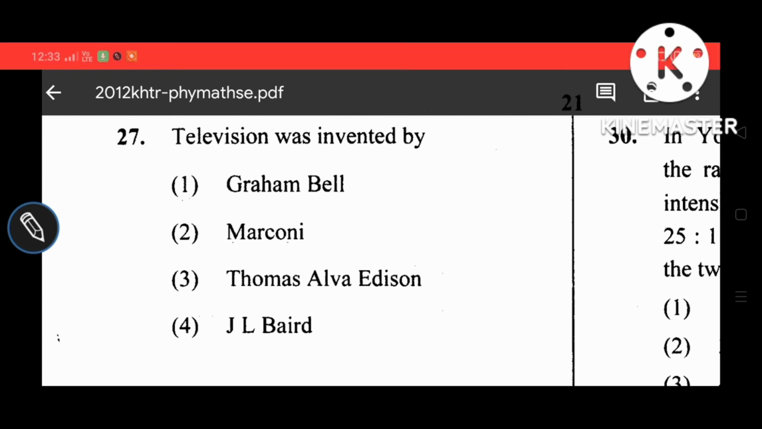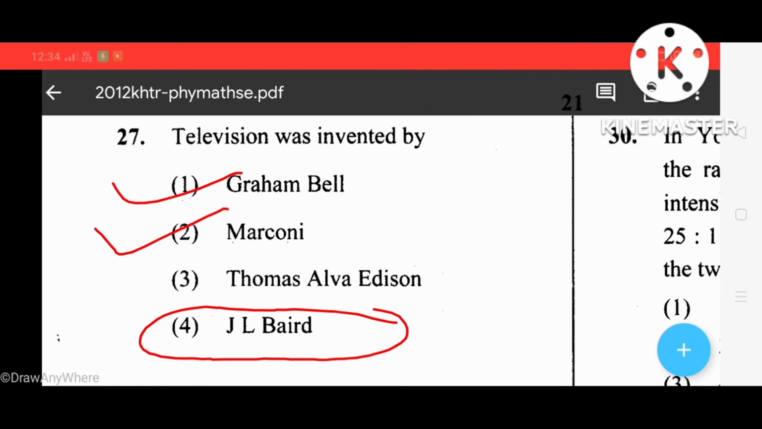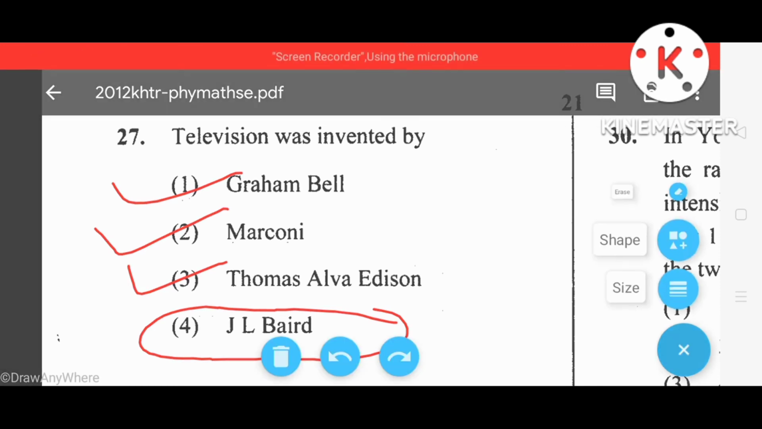Question 27. Television was invented by. Television was invented by J.L. Baird, that is option number 4. Graham Bell invented the telephone, Marconi invented the radio, and Thomas Alva Edison invented the electric bulb. Television was invented by the scientist named J.L. Baird. Option number 4 will be the correct answer here.